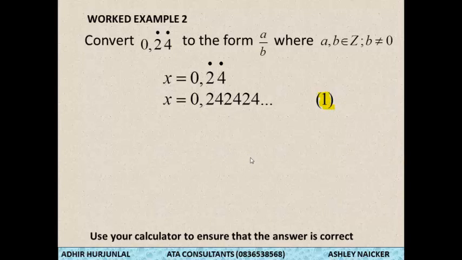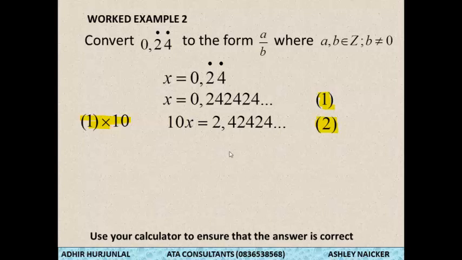Next step, multiply by 10. Multiply what by 10? Multiply equation number 1 by 10. So equation number 1, multiplied by 10, will give me, come guys, let's try this. 1x times 10 is 10x. 0,242424 multiplied by 10: the decimal point simply moves one place to the right. Correct. 10x is equal to 2,42424, and it continues. This I will call equation number 2.